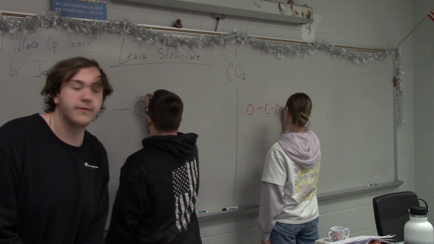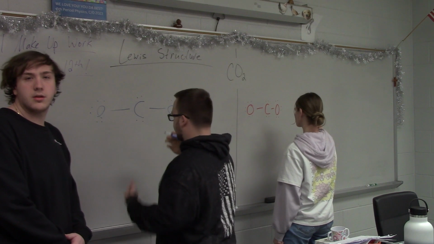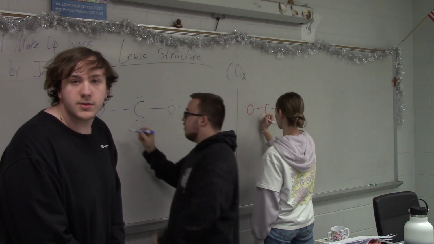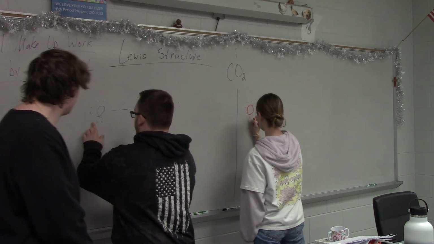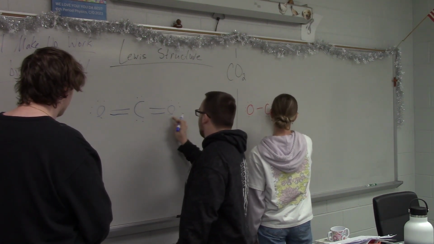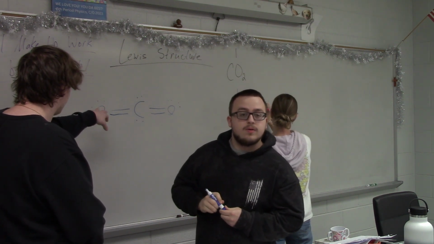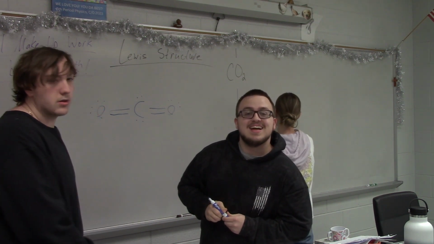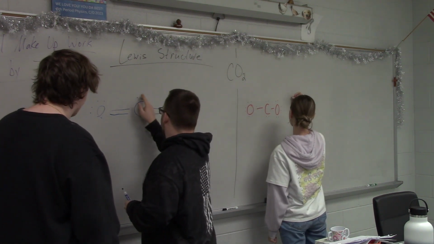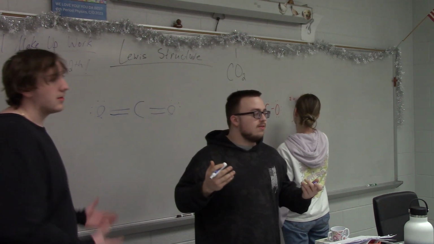1, 2, 3, 4. Okay, so from here, oxygen, number 16, 6. Yeah, 6. And then carbon is 4. Oxygen has valence 6 electrons, carbon has 4. Yeah, carbon has 4. Done. Is that right?